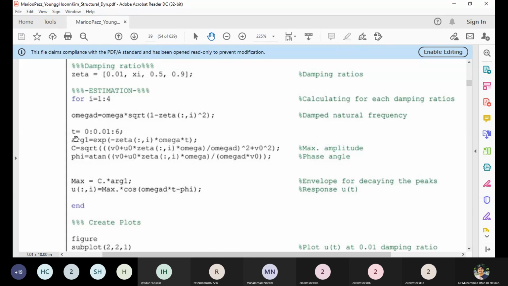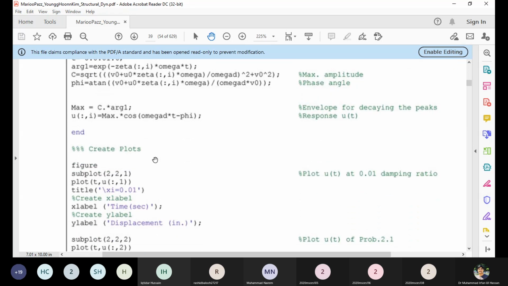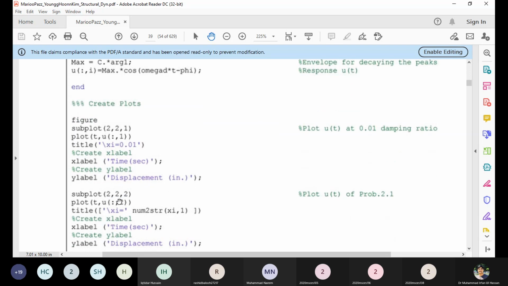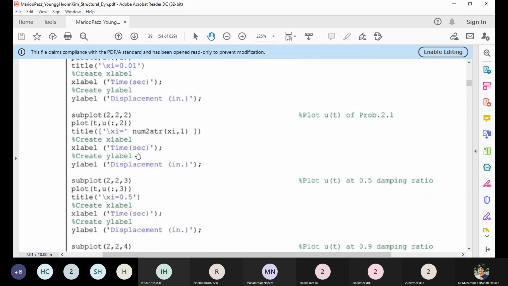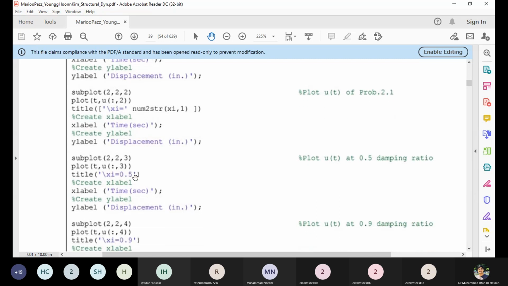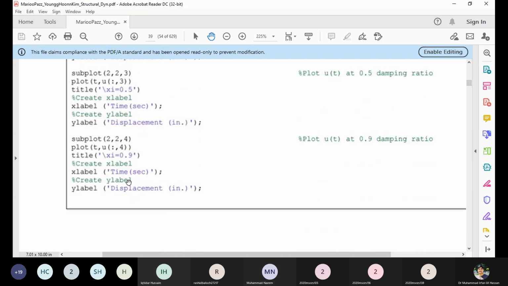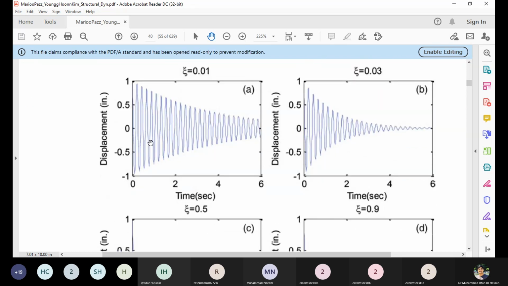One column for the first value of omega d, next column for the next, and so on. And then when you plot it, the first u column comma 1, and you plot the second one. Why are we plotting all the time? Because there were 4 omega d. So we plot this value and give the title and x and y label. And when you plot this, you will get the four results.